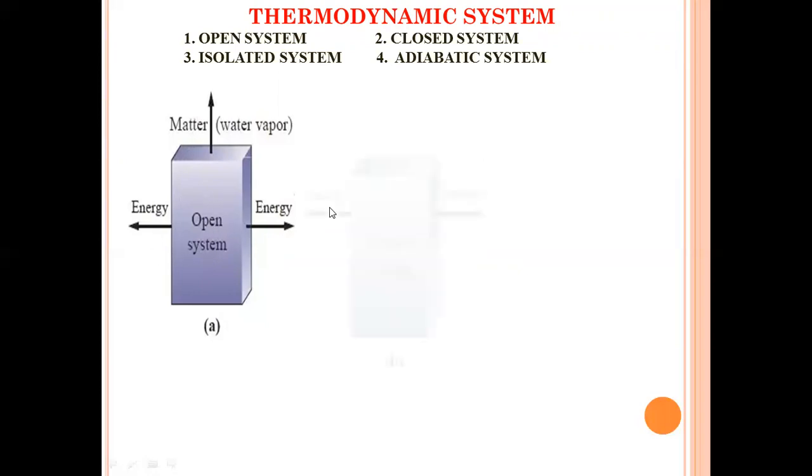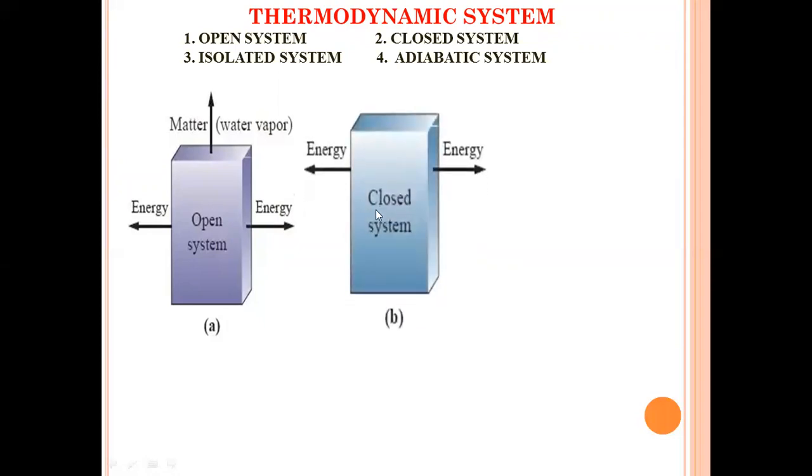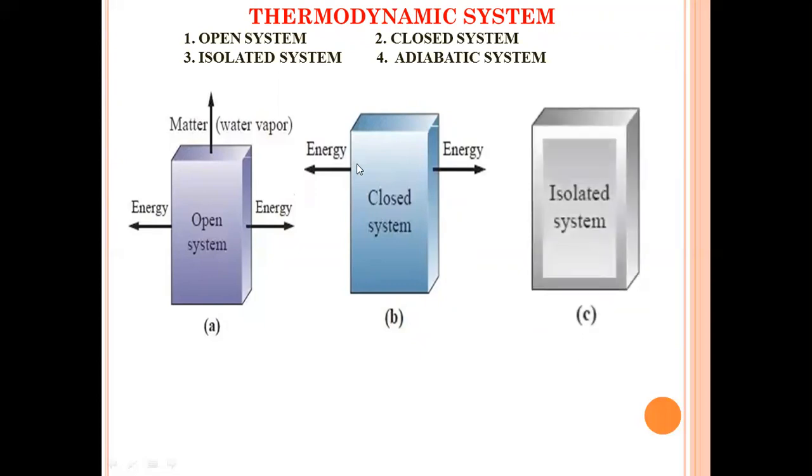Second one is closed system. A closed system is that system in which only energy can cross the boundary of the system, but mass cannot cross the boundary of the system. That system is called a closed system. Third one is isolated system. An isolated system is that system in which neither energy nor mass can cross the boundary of the system. Means neither energy nor mass can enter in and out of the system.